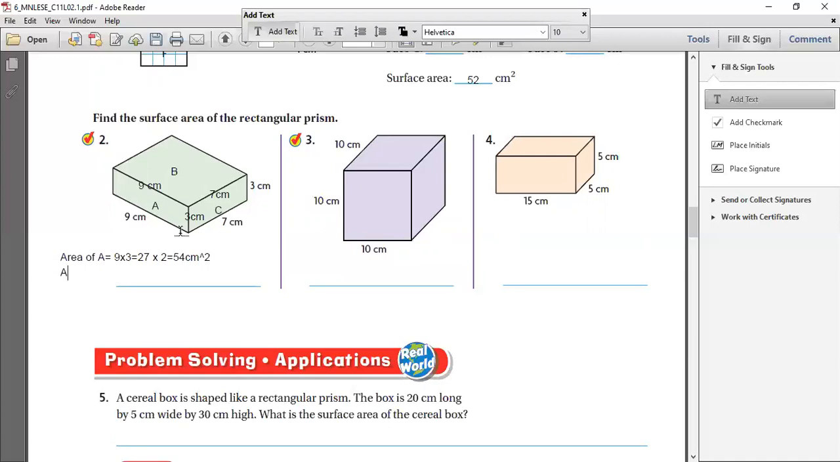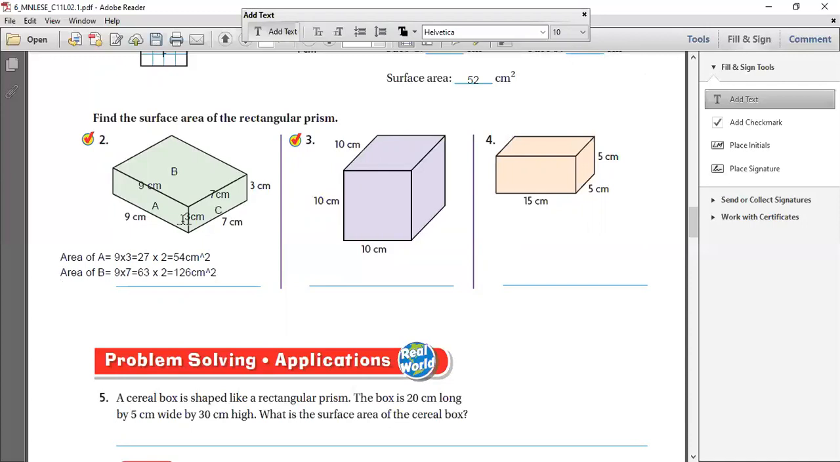Okay, next is area of B. Where is B? This is B. Again, we have two B's, the top and the bottom. So what's the length and the width? This is 9 and this is 7. This is why I told you to write down all the measurements so that it will be easy for you. So the length of B is 9 and the width of B is 7. So 9 multiplied by 7 gives you 63. Is that it? No, you have to multiply it by 2 because top and bottom. So 63 multiplied by 2 is going to give you 126 square centimeter.